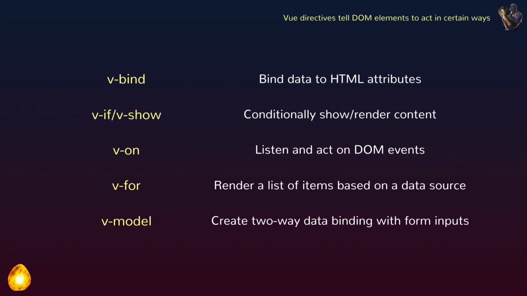So what are directives in Vue? Vue directives help tell DOM elements to act in certain ways. There are a few different directives, but these are probably the most popular ones. We've seen the v-bind directive. The v-if or v-show directives conditionally show or render content. The v-on directive listens and acts on DOM events. The v-for directive helps render a list of items based on a data source. And the v-model directive creates two-way data binding with form inputs.